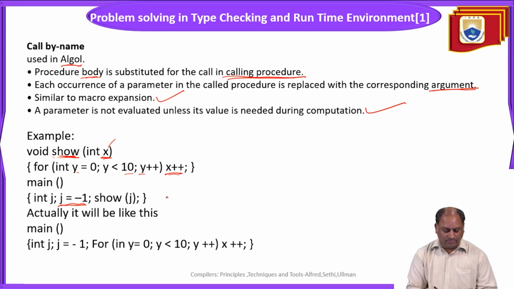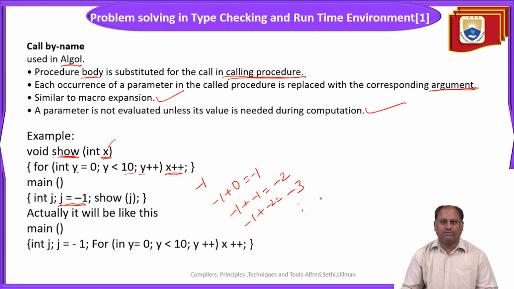So it invokes the for loop, where the loop is determined with the y value. Each time the for loop executes, y is incremented and the x value will be incremented. That means -1 with this one, that is -1 each time, that is x plus plus. So -1 plus 0 is -1, and again -1 plus -1 is -2. Then -1 plus -2 is -3. Like that we are going to get different values of this.